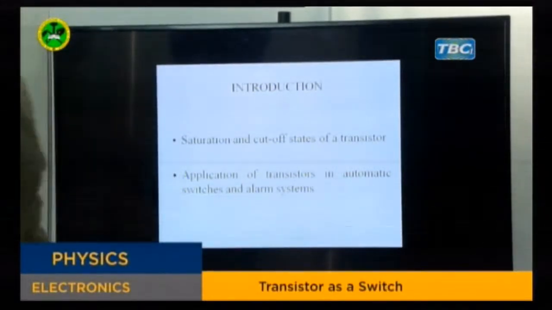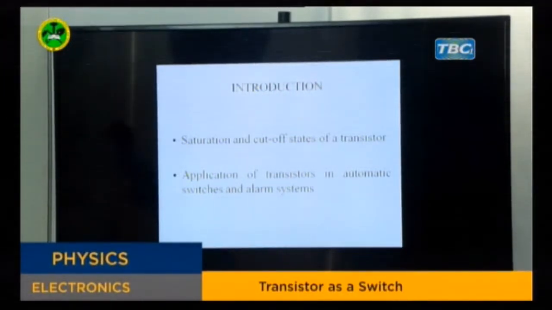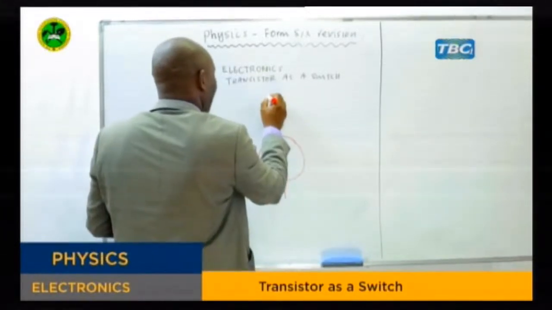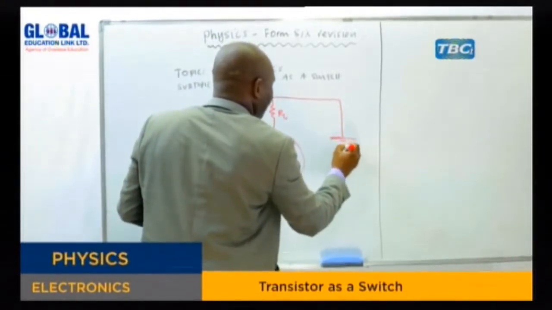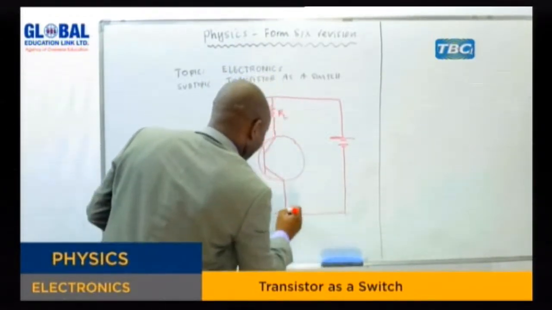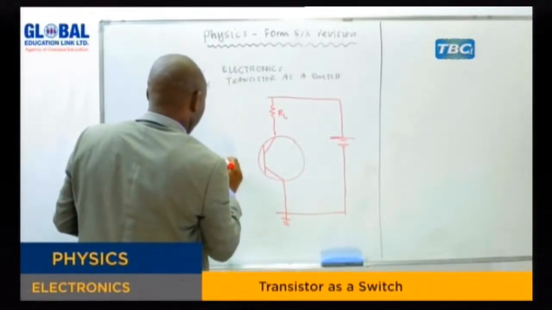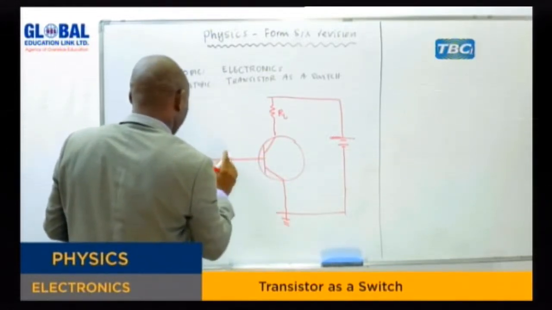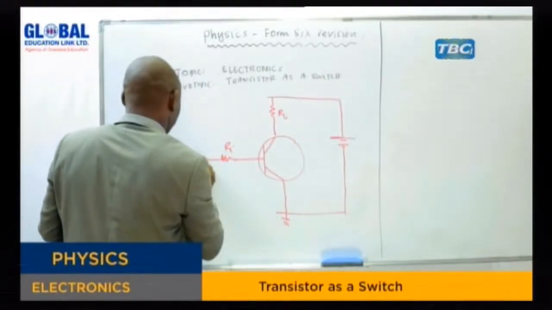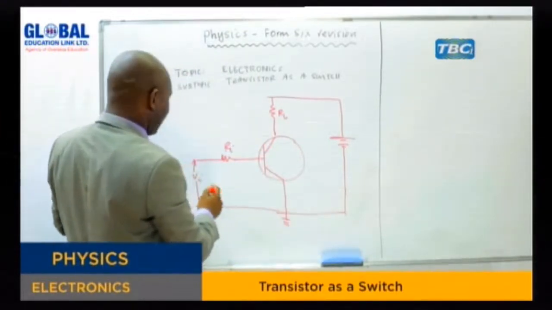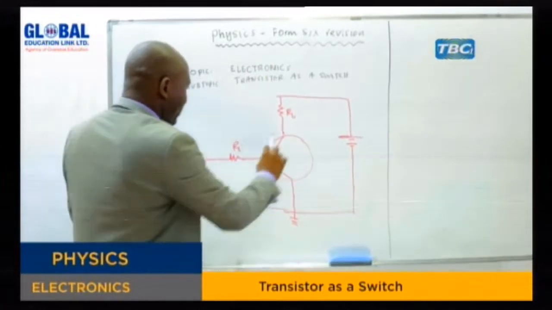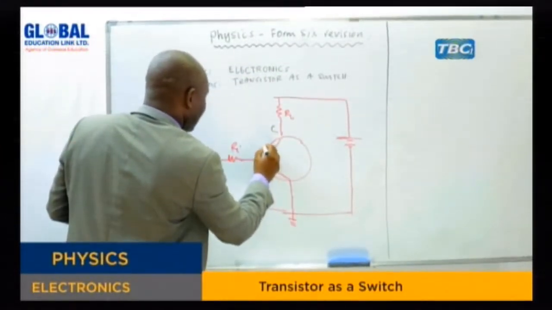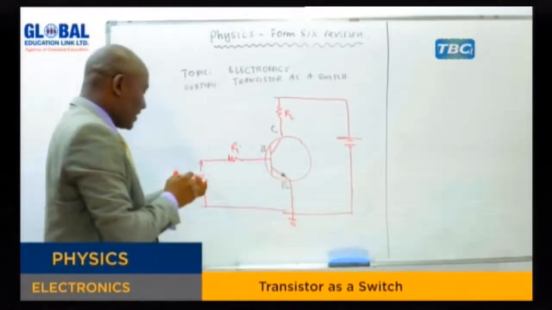Now, to talk about the saturation and the cutoff state of a transistor, let's consider the previous circuit that we drew. This was our circuit. We had this NPN. You can use NPN or PNP. And this is our resistor, RL. This is our input. Of course, we have the voltage applied here, but the output is supposed to be collected across the collector and the emitter. So that's where you find the output. This is our collector, this is our base, this is our emitter. And let's consider we are talking about the NPN transistor.